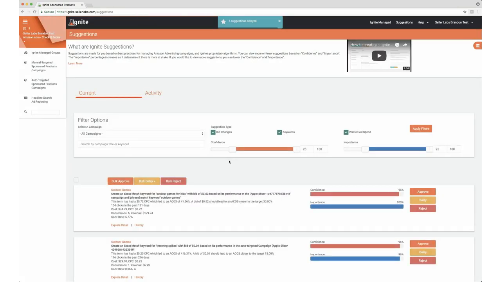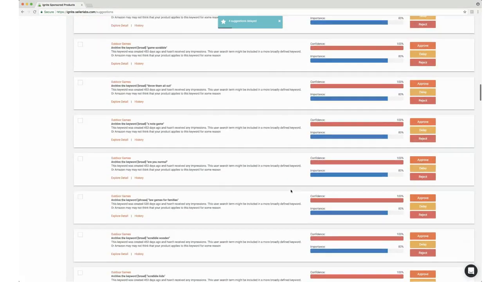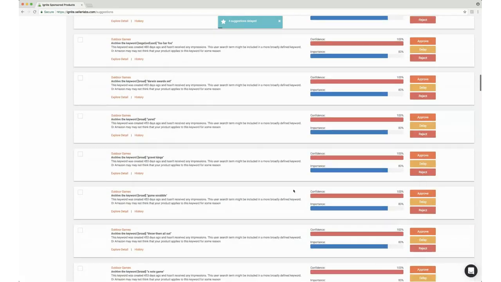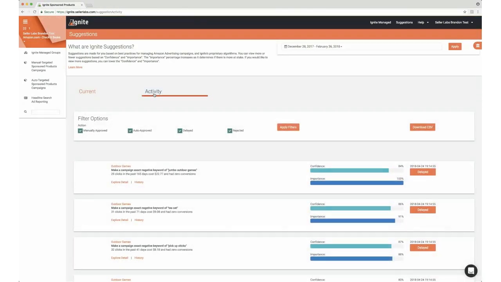Then they've been bulk delayed. It actually did reset this page back since there were no more that were available. And now I'm on all campaigns. So as you can see, I can see all the suggestions that are available all at the same time. Now, one feature that I really enjoy about the suggestions as well is there is actually an activity tab too. And this comes in handy because it allows you to really see what suggestions you acted on. Because there's a lot of suggestions.